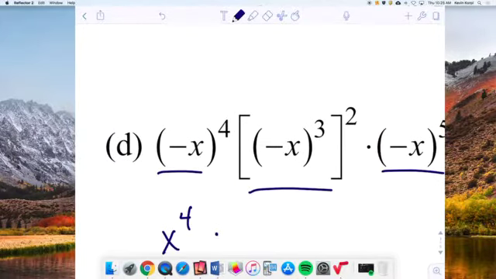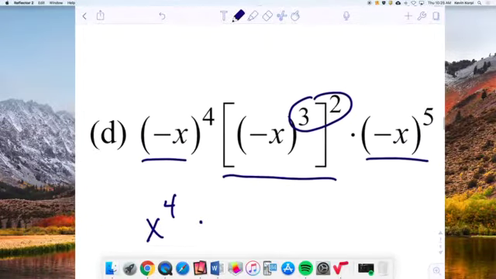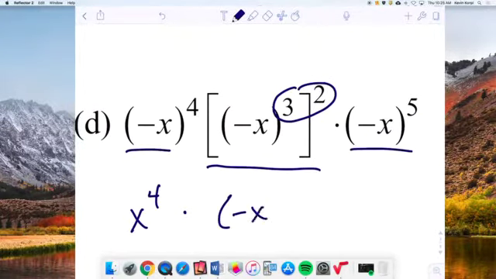In here, you can either work from the inside out or the outside in. I like to work from the outside in, okay? But it would work either way. So what I would do is combine those first. What would we do with those? Multiply. So I'm going to keep my base the same, -x to the 6th, okay?